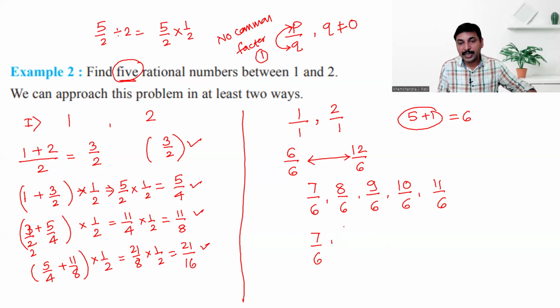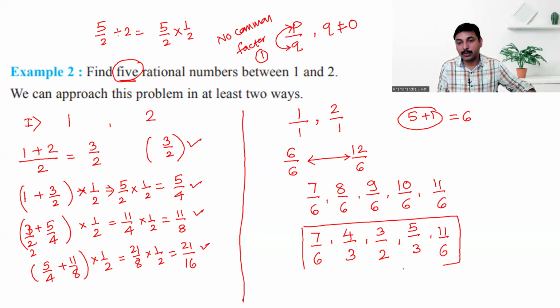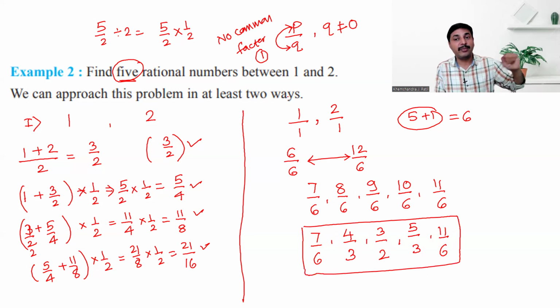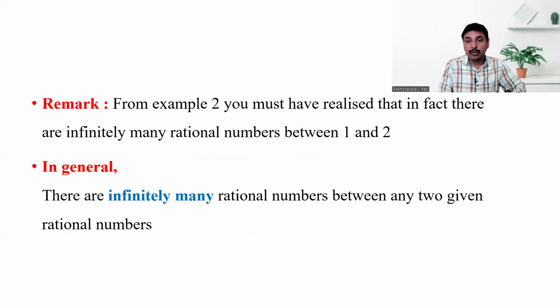So can I write this 8 by 6 as 4 by 3? Yes. Can I write this 9 by 6 as 3 by 2? So this can be written as 5 by 3 and 11 by 6. So these are the 5 rational numbers between 1 and 2. So in this fashion, you can list the rational numbers between two rational numbers.